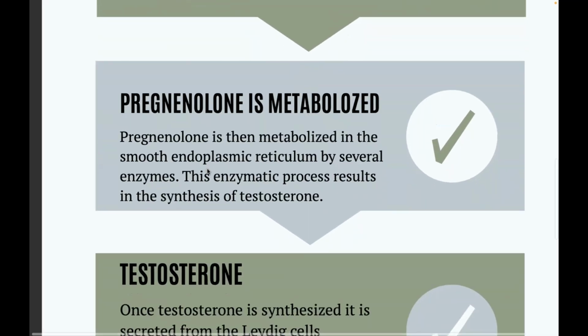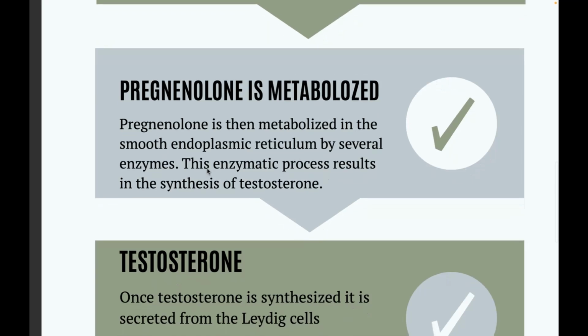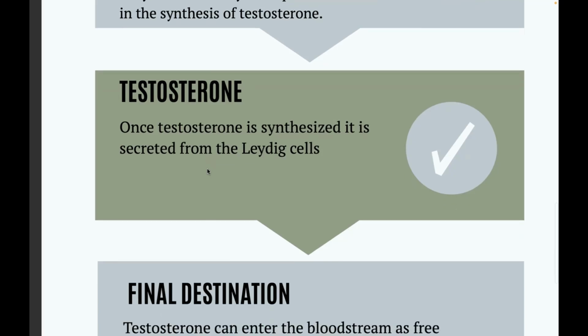Moving on, pregnenolone is metabolized in the smooth endoplasmic reticulum by several enzymes. This enzymatic process results in the synthesis of testosterone. Once testosterone is synthesized, it's secreted from the Leydig cells.